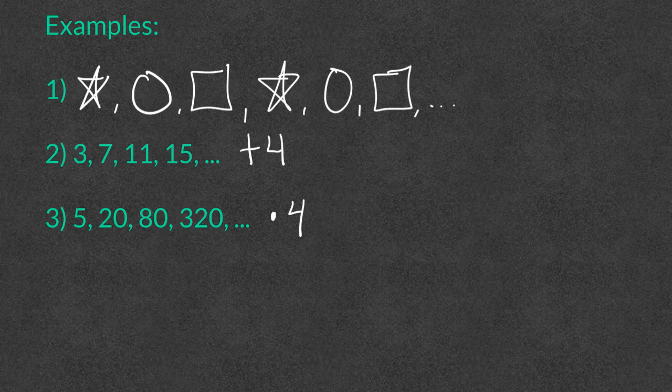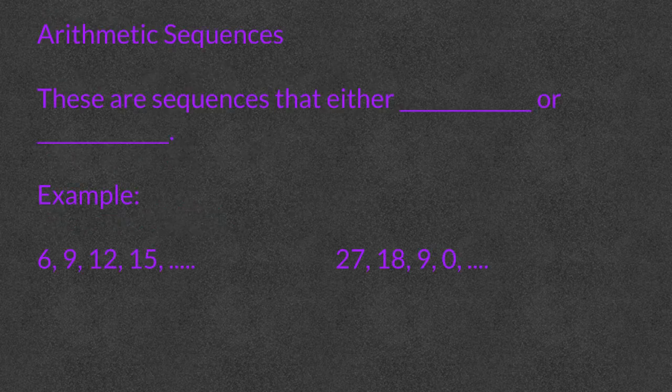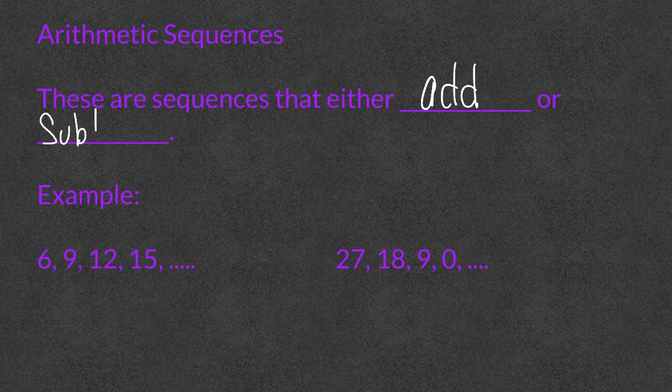Now these examples provide us with two different types of sequences. Let's take a look. The first example of a type of sequence is arithmetic sequences. These are sequences that either add or subtract. Take a look at some examples.